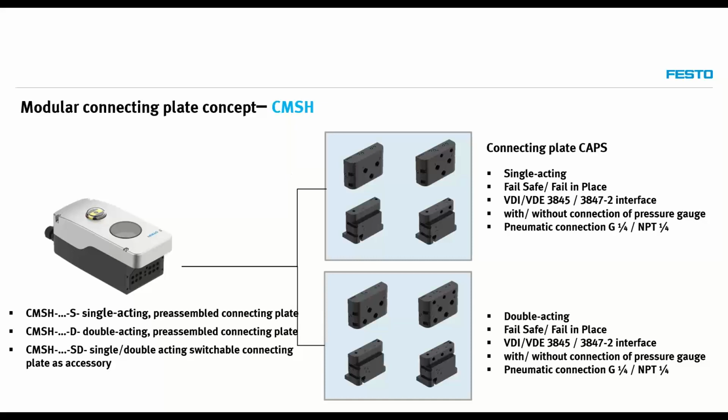Coming on to the end plates, as mentioned earlier, only the pneumatic connection plate determines the function or the type of the CMSH. The connection plates are available in different options, for example, single acting or double acting, fail safe close, open, or fail in place. We can select also with or without pressure gauge. Connection threads can differ as well, whether metric or NPT threads.